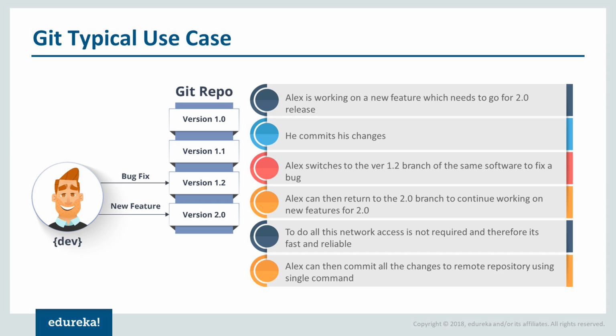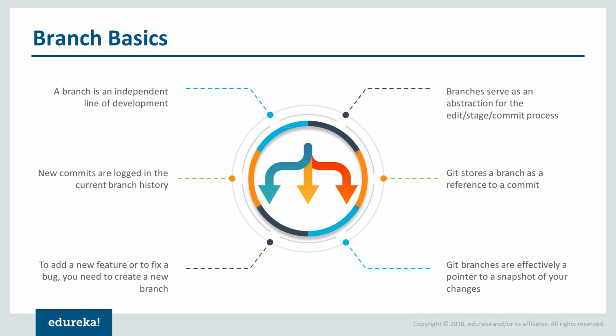Alex can commit all the changes without a network, and when Alex gets into the network area, then Alex can push all the changes to the remote repository in one go. So this is again the same example, where we have different versions that we are working on in parallel. We are working on version 2.0 on a new feature, and we are working on version 1.2 on a bug fix. The only thing we have to do is switch between the branches, which can be very easily done in Git.